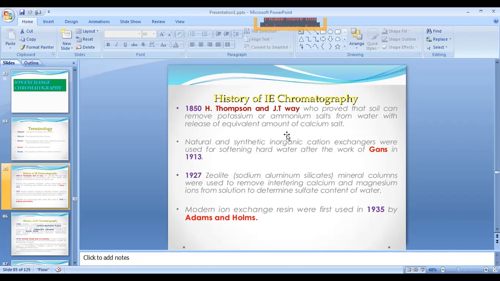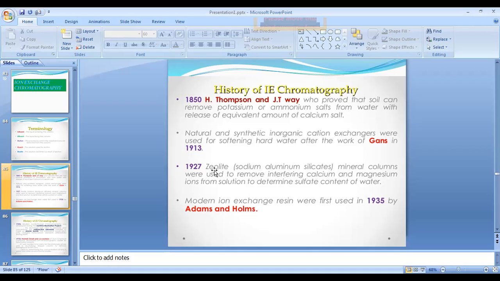Second, natural and synthetic inorganic cation exchangers were used for softening of hard water, after the work of Gans in 1913. In 1913, the German scientist developed natural and synthetic inorganic cation exchangers, by means of which he purified the water. Softening of hard water means removing contaminants from the hard water, so purification of water, or you can say decontamination. Then in 1927, zeolite.